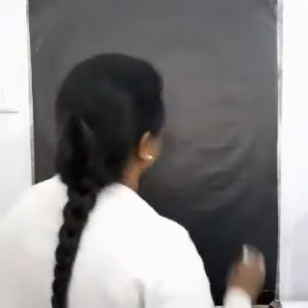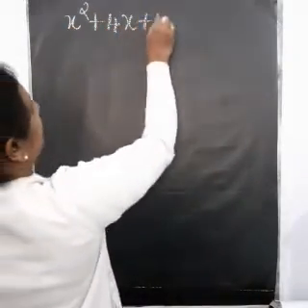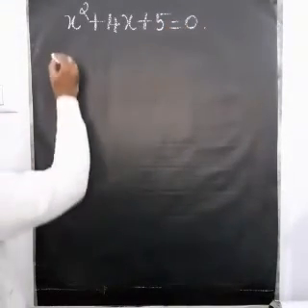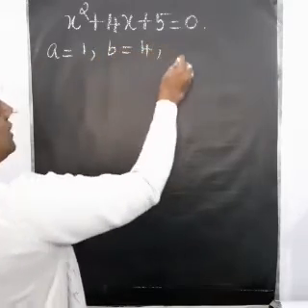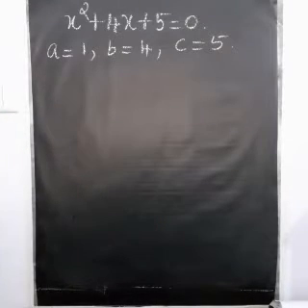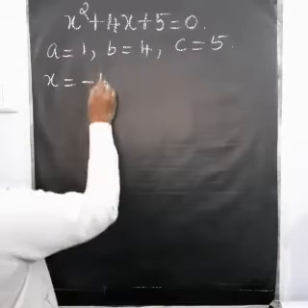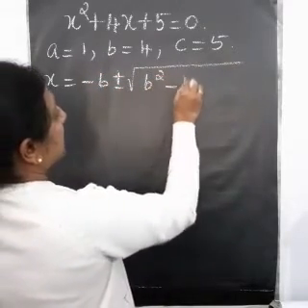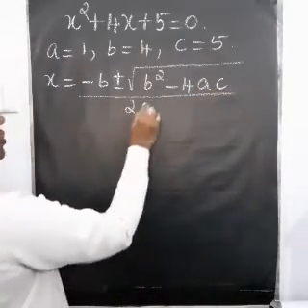Okay. Now let us take another example. X squared plus 4x plus 5 equal to 0. Okay. So now what will you get? A is equal to 1, B is equal to 4 and C is equal to 5. Now let us see how this will go. When you want to do, what will it be? X is equal to minus B plus or minus root of B squared minus 4AC divided by 2A.